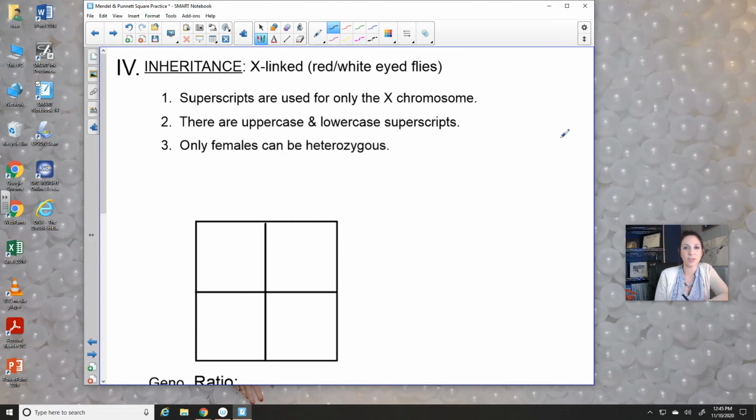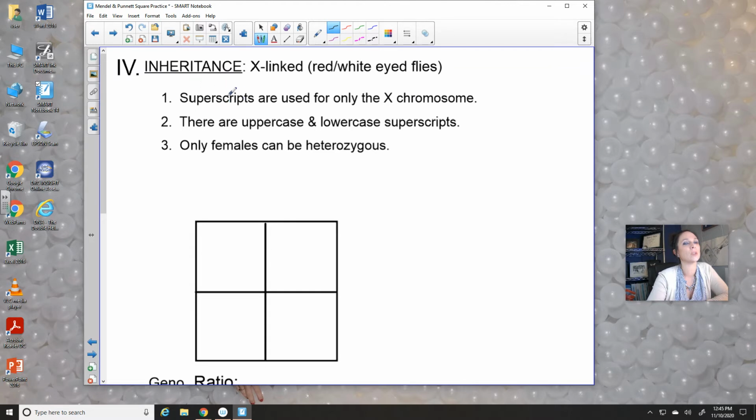All right, our next inheritance pattern is X-linked inheritance. If you remember from our meiosis lesson a couple of weeks ago, females are XX, males are XY. So this is an allele only found on the X chromosome. You'll not find these on the Y chromosome. So you'll never put a superscript or attach an allele to a Y chromosome, only the X.